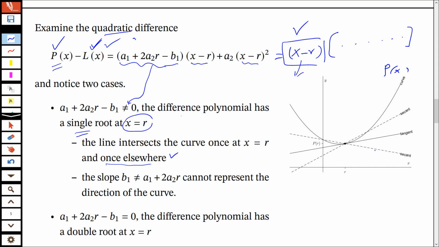So if you look now carefully at these three lines, this line has two intersections. One intersection is here with the curve, one intersection is here. So this intersection is at R, that is what we are talking about. This factor represents this intersection. Same is the case with this secant line. One intersection there at X is equal to R represented by this factor, and the other intersection is there, which is not at X is equal to R.